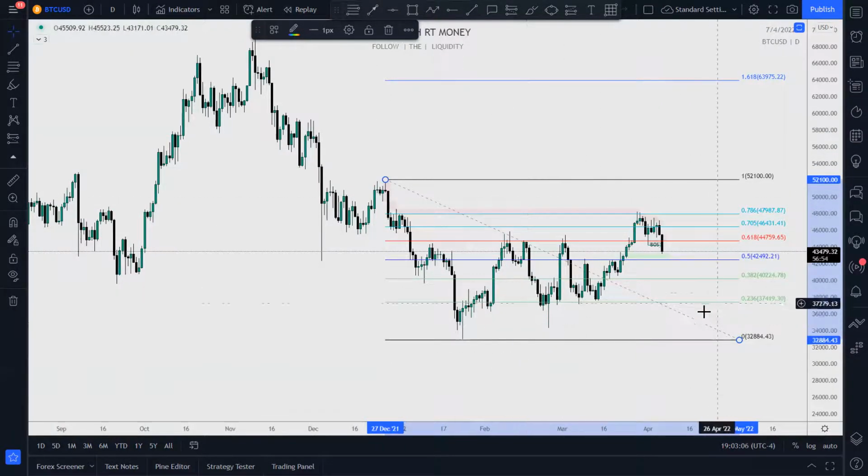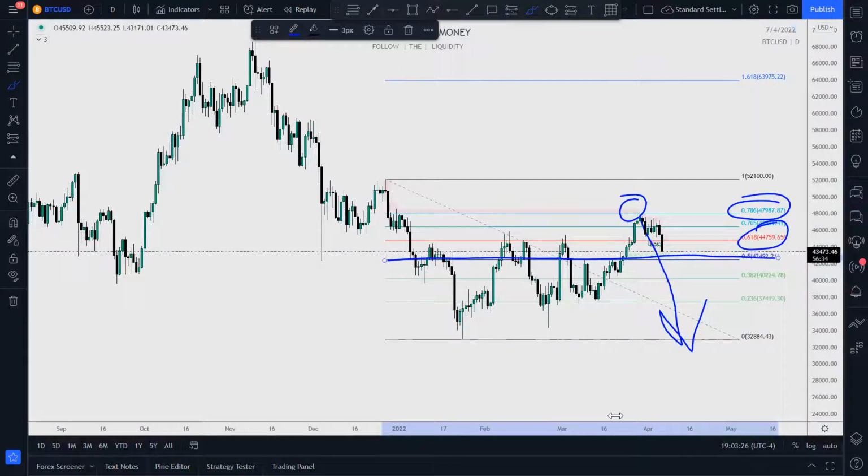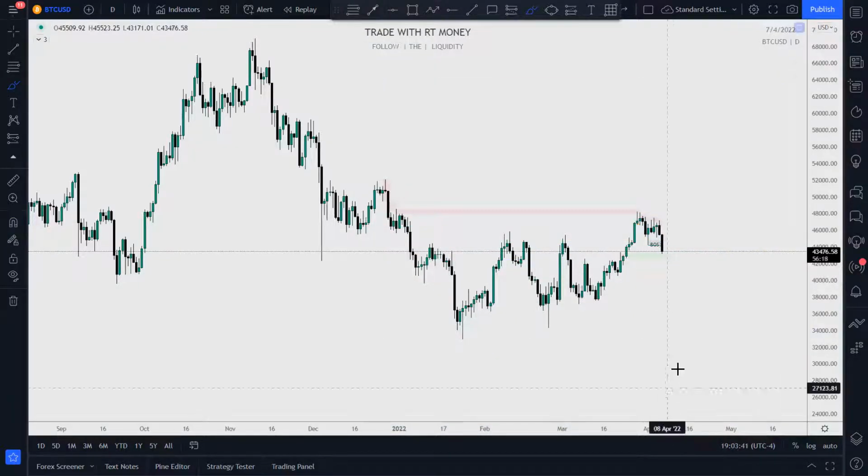We can see that we've pulled back all the way to the 786. This is optimal, because this is where you want to get your best price if you're going to take a short. I always look for the 618. The key here is this is 50%. Anything above 50% is premium prices, below is discount prices, and we want premium prices when it comes to taking shorts. We're at the best price.